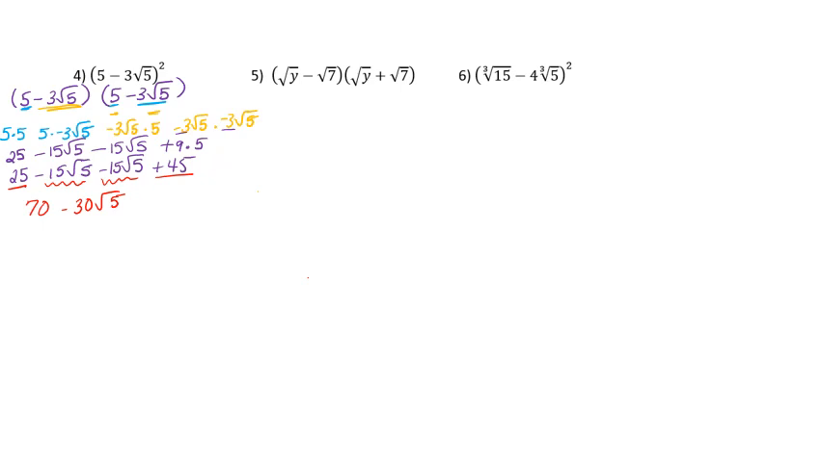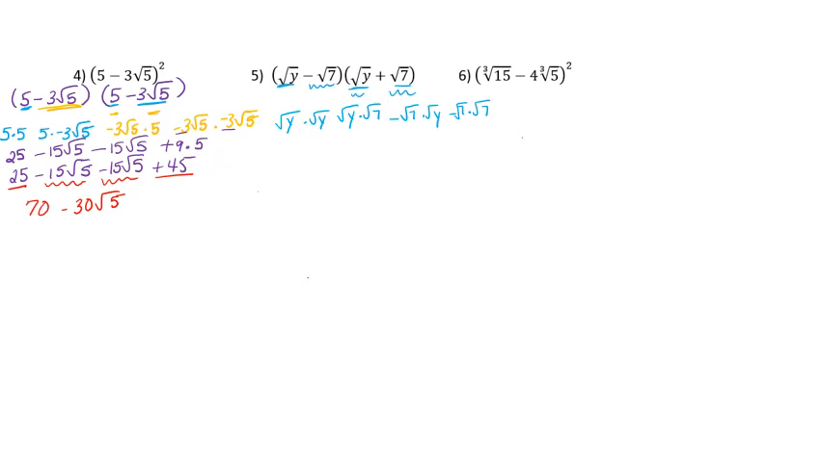All right, let's look at number 5. So number 5, we're now going to multiply the square root of y times both of these, and then the negative square root of 7 times both of them. All right, so square root of y times the square root of y, then the square root of y times the square root of 7, then negative square root of 7 times the square root of y, and then negative square root of 7 times the square root of 7.